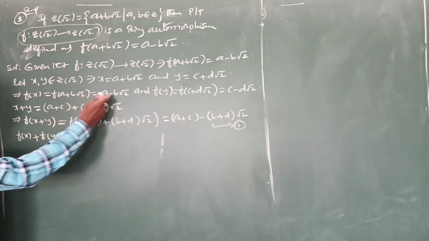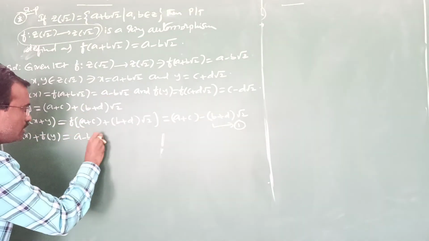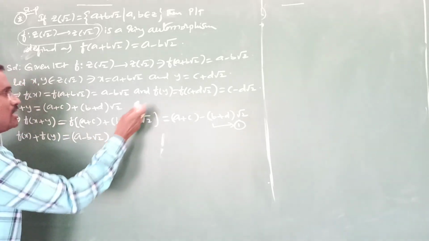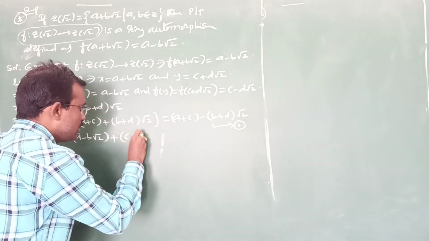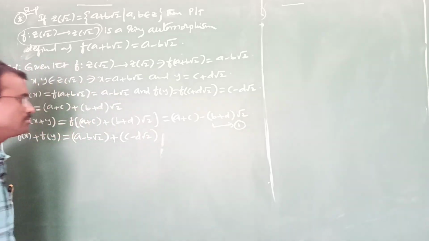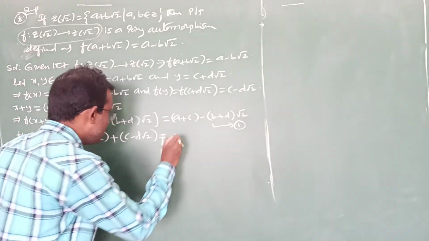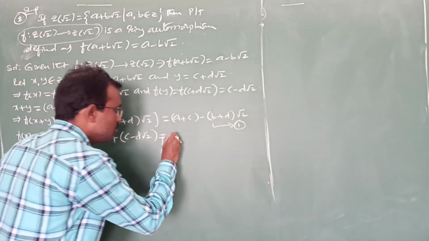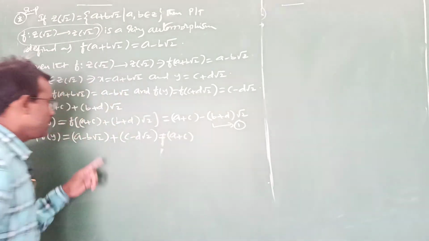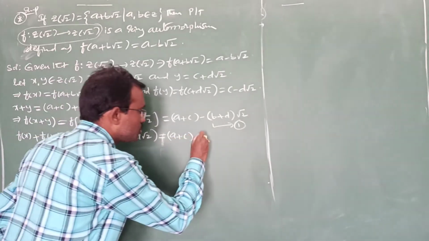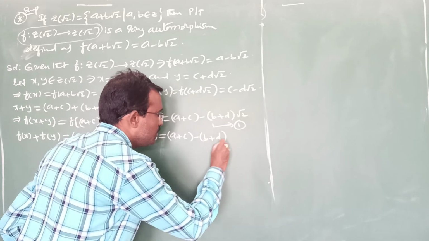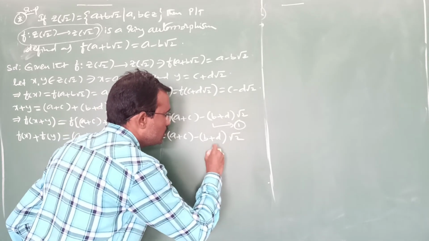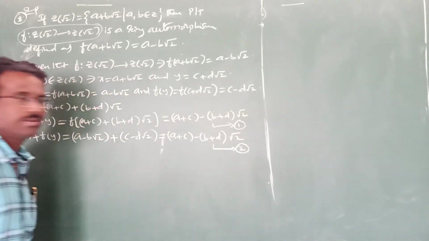What is f of x here? a minus b into root 2. Plus, what is f of y? c minus d into root 2, right? Yes, this you can rewrite as a plus c, free from the root 2 term. Next, in between these two things take minus common and root 2 also common: b plus d into root 2. Let it be this is number 2, right?